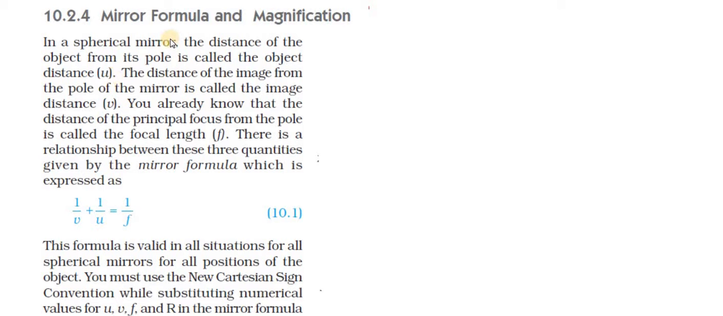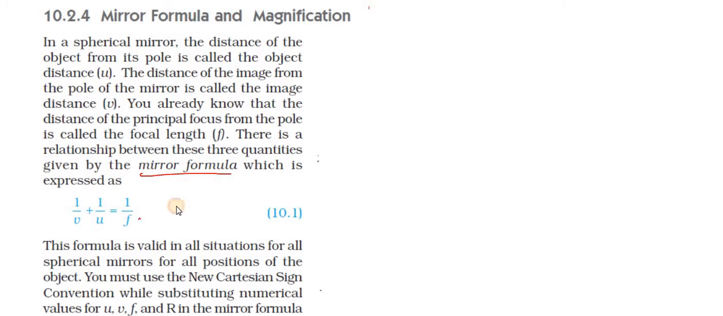In a spherical mirror, the distance of the object from its pole is called the object distance, that is u. The distance of the image from the pole of a mirror is called the image distance, we can call that v. You already know the distance of the principal focus from the pole, that is focal length, f. There is a relationship between these three quantities, given by the mirror formula.